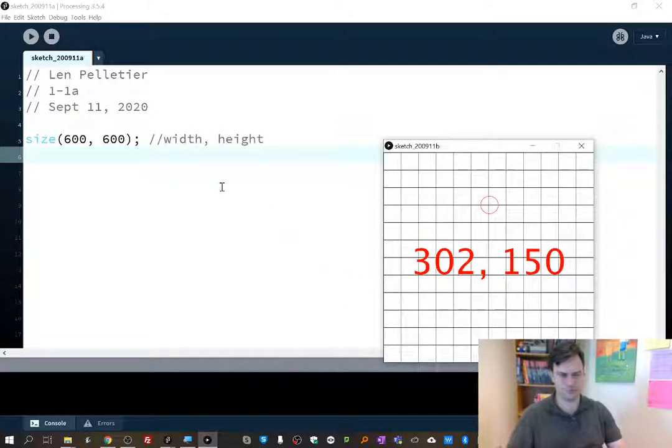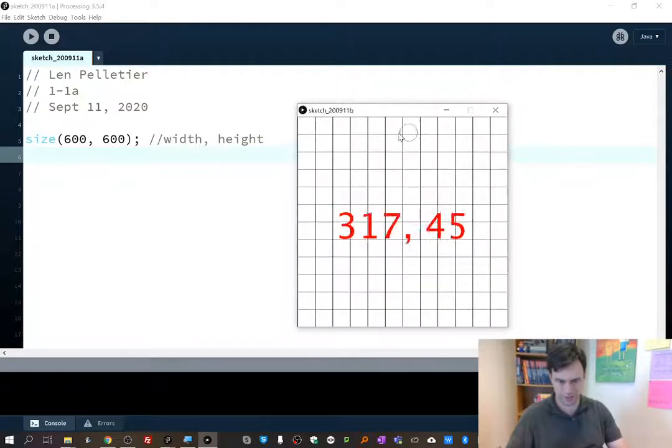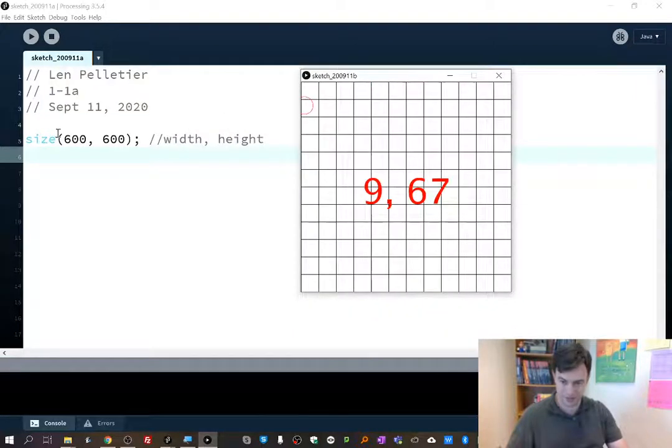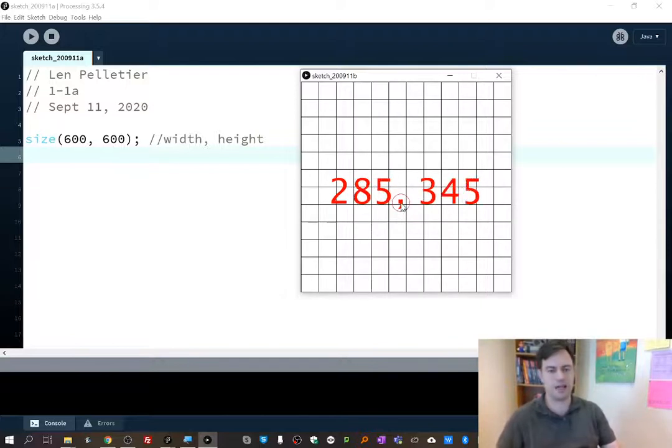Hey, Programming 11. I wanted to just talk about the window we opened up. I've got a fancier version of the window with these numbers moving around. This is a 600 by 600 window that I have opened, and I wanted to explain how you can describe the position of things on this screen.